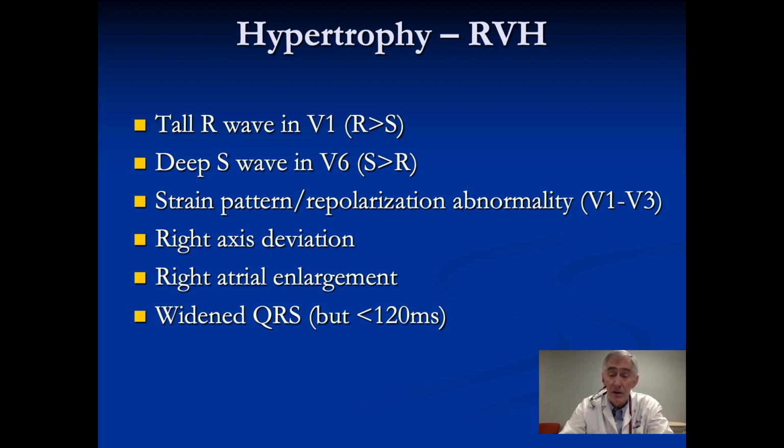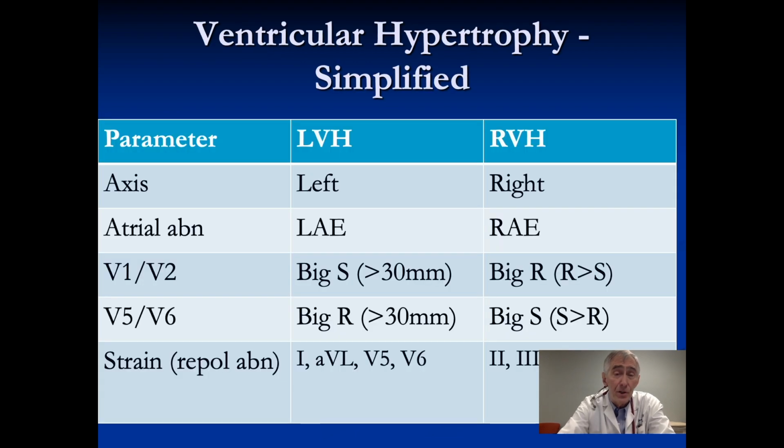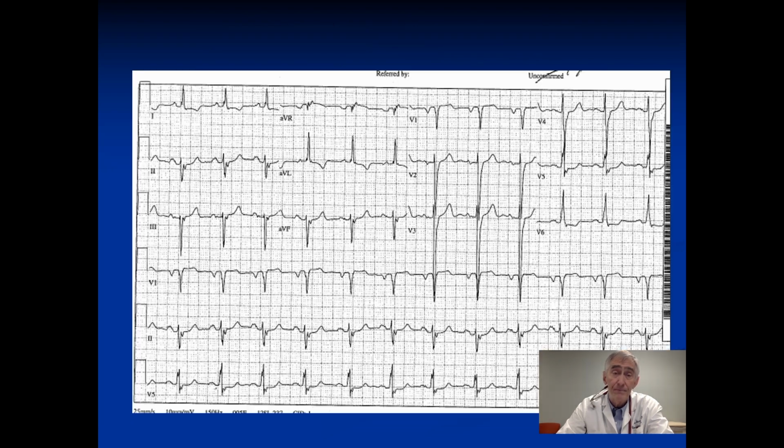Here's what I put in there for you just as a rough table. But again, left axis, left atrial enlargement, big S wave, big R wave, and strain repolarization abnormality. I'm just going to show this example of LVH, but the same is true. You could have right atrial abnormality, right axis deviation, R greater than S in V1, S greater than R in V5, V6, and 2, 3 in AVF.